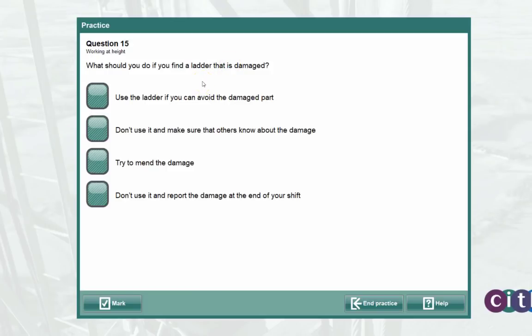What should you do if you find a ladder that is damaged? Use the ladder if you can avoid the damaged part. Don't use it and make sure that others know about the damage. Try to mend the damage. Don't use it and report the damage at the end of your shift.